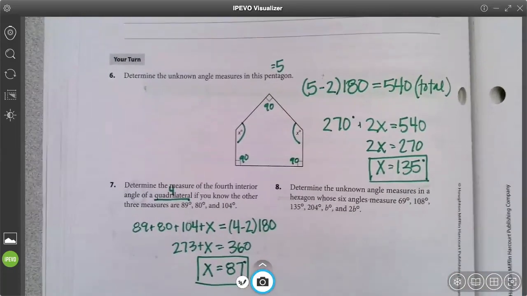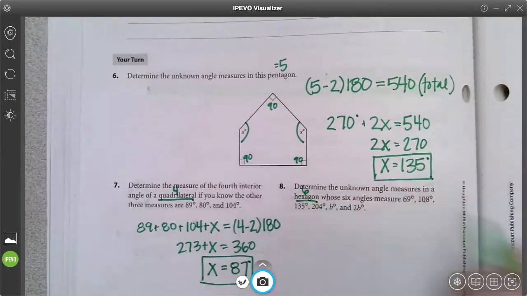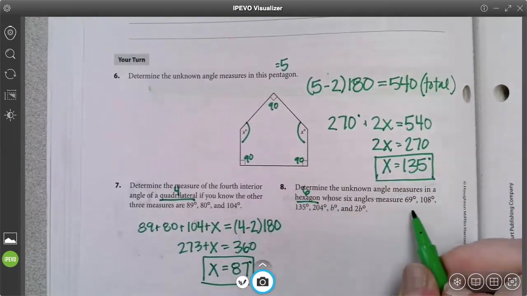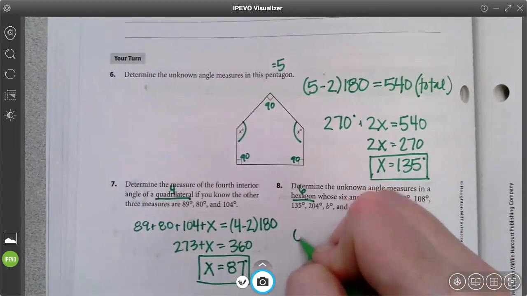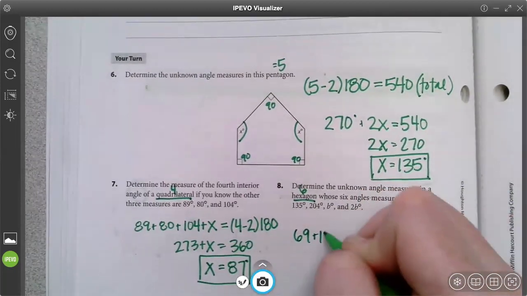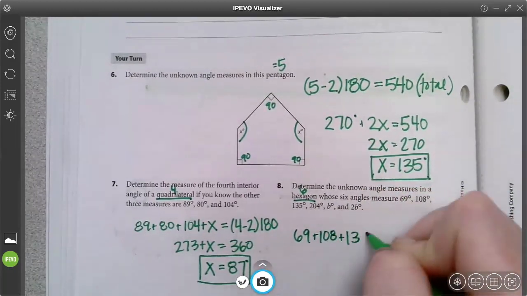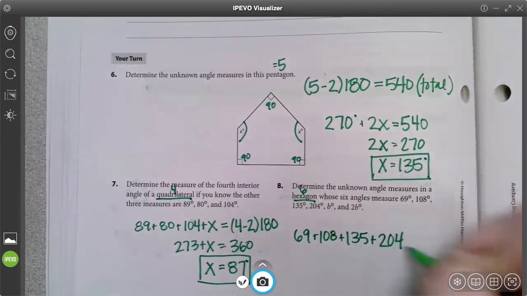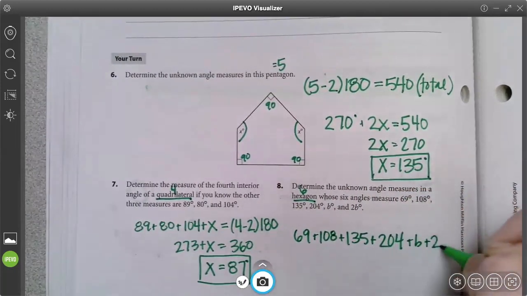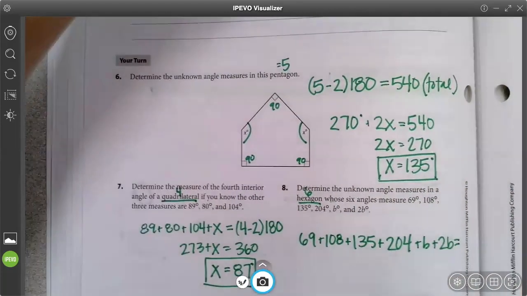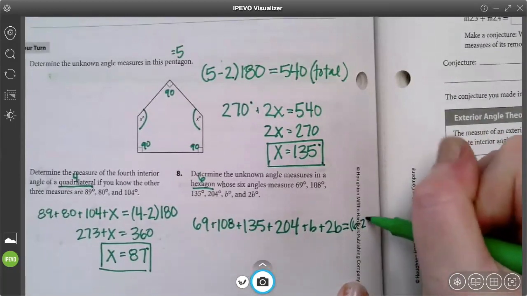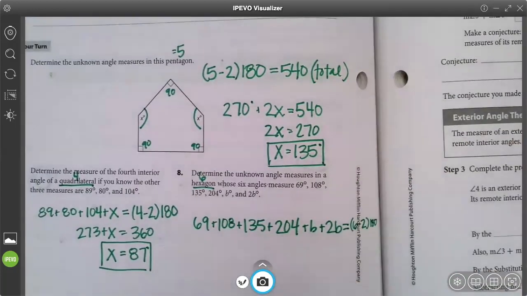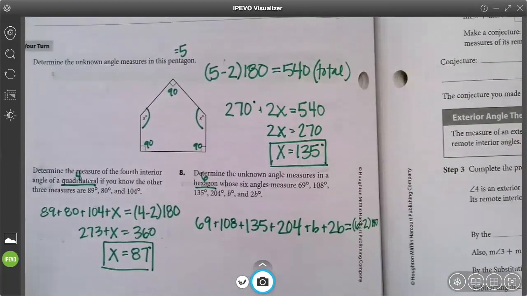Determine the unknown angle measures in a hexagon, 6 sides, whose 6 angles measure 69, 108, 135, 204, B, and 2B. So we just add them all up, right? 69 degrees plus 108 degrees plus 135 degrees plus 204 degrees plus B degrees plus 2B degrees equals, I'm running out of room, 6 minus 2 times 180. Woo, barely fit. So now we get to simplify.